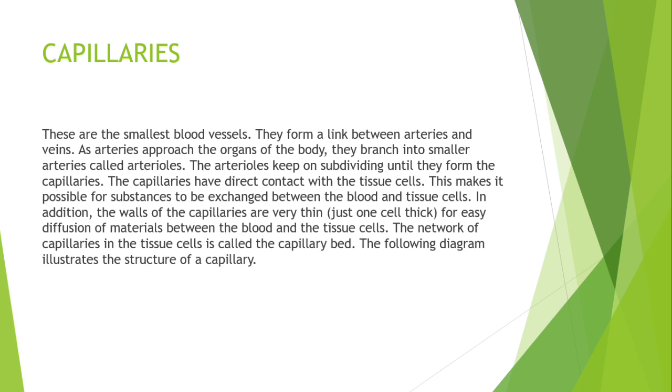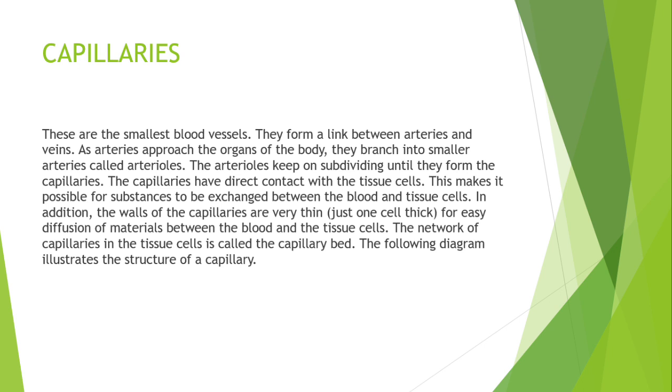As arteries approach the organs of the body, they branch into smaller arteries called arterioles. The arterioles keep on subdividing until they form capillaries. The capillaries have direct contact with the tissue cells. This makes it possible for substances to be exchanged between the blood and tissue cells. In addition, the walls of the capillaries are very thin, just 1 cell thick, for easy diffusion of materials between the blood and tissue cells. The network of capillaries in the tissue cells is called the capillary bed. The following diagram illustrates the structure of the capillary bed.